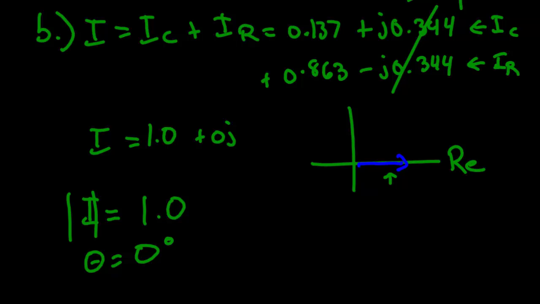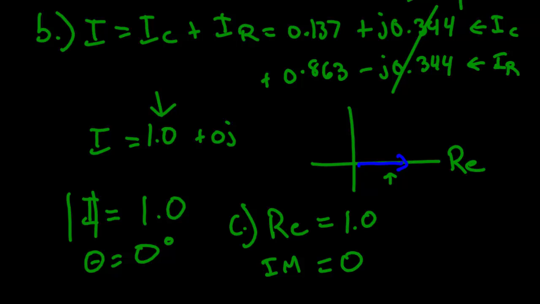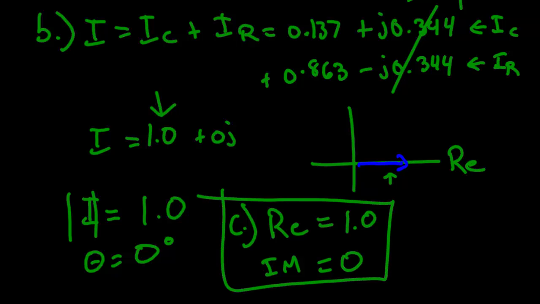And then part C just asks for the real and imaginary parts. Real, we know what the real is. It's right here. Real is 1, and the imaginary part is 0. You could literally just write it out as 1. But if you're going to do that, I would say write it in polar form, so I is equal to 1 at an angle of 0 degrees.